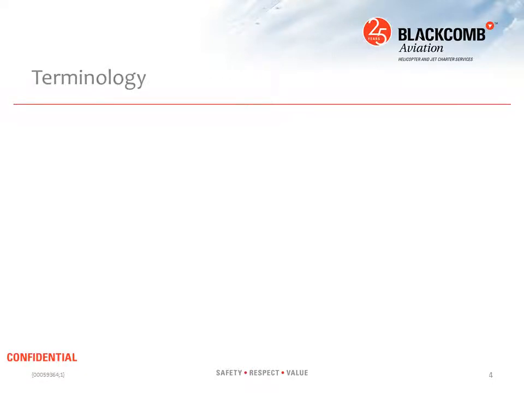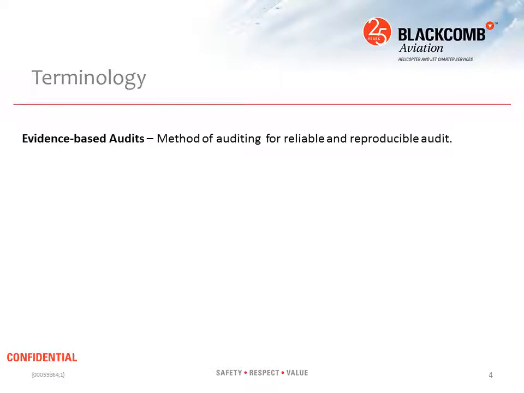Terminology. During the auditing process, the following terms are likely to be used. Here is a quick overview of what is meant by these terms. Evidence-based audit. It is a rational method for reaching reliable and reproducible audit conclusions in a systematic audit process. Our auditing processes center around the evaluation of an audit criteria based on audit evidence.